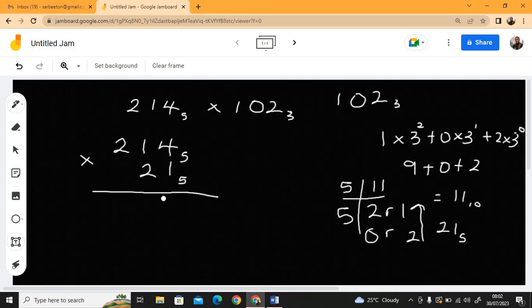This is what I'm going to do now. 1 times 4 is 4. 1 times 1 is 1. 1 times 2 is 2. 2 times 4 is 8. 2 times 1 is 2. 2 times 2 is 4. Now let's go together.